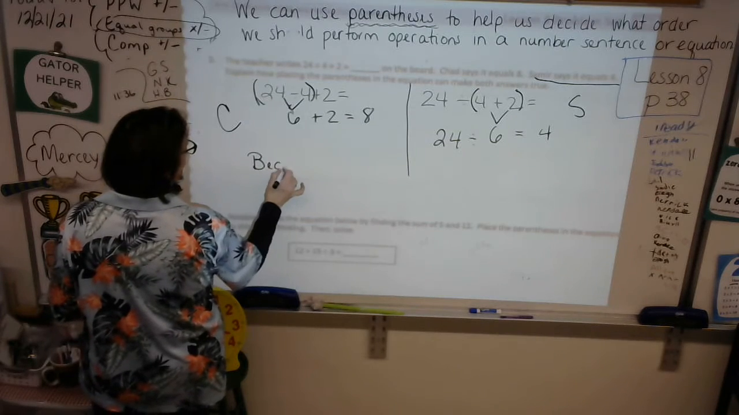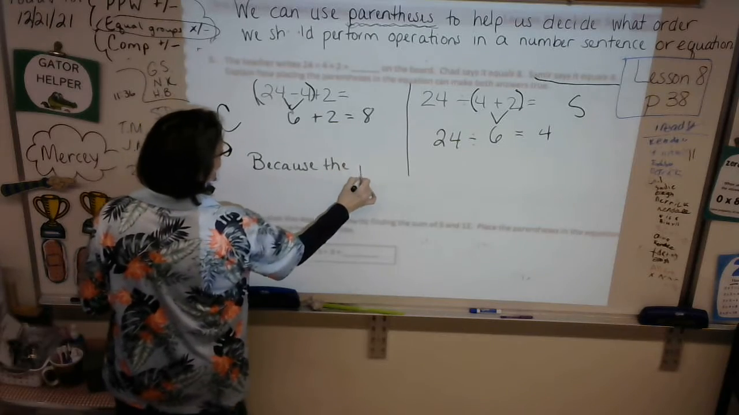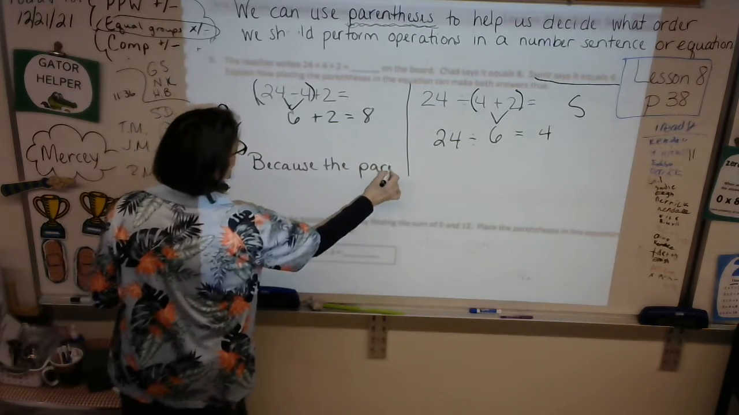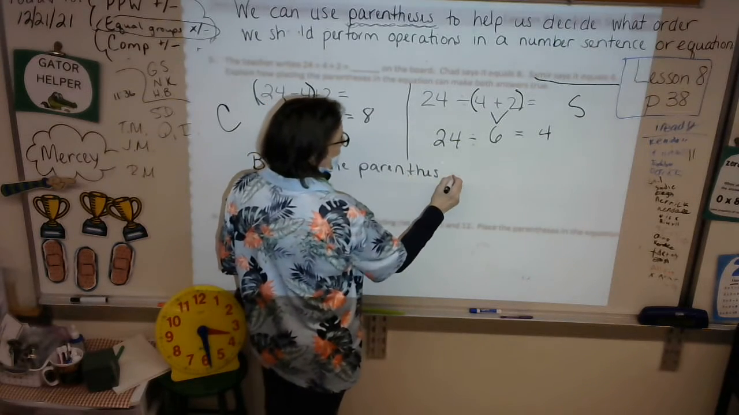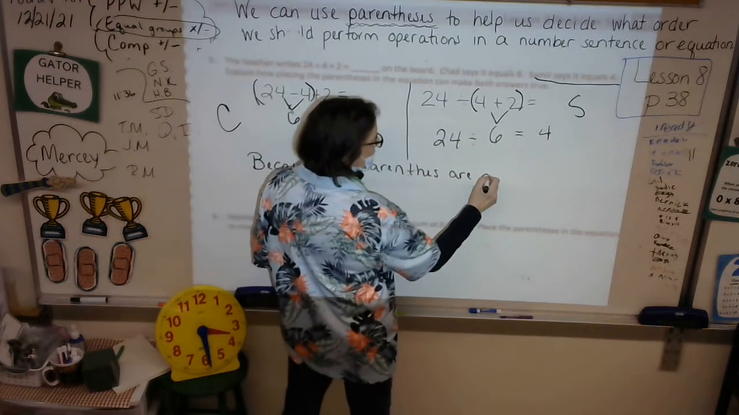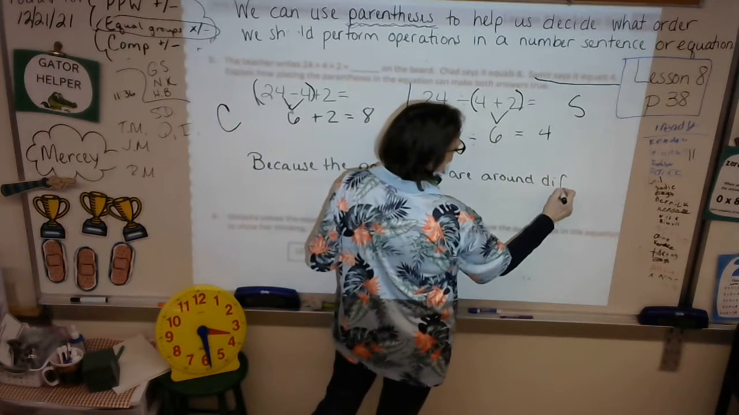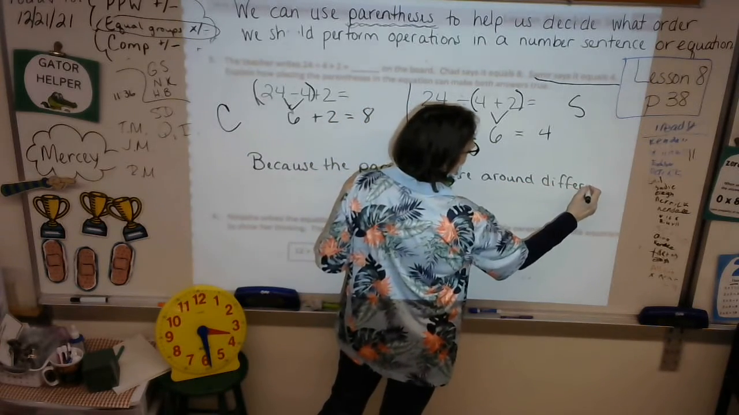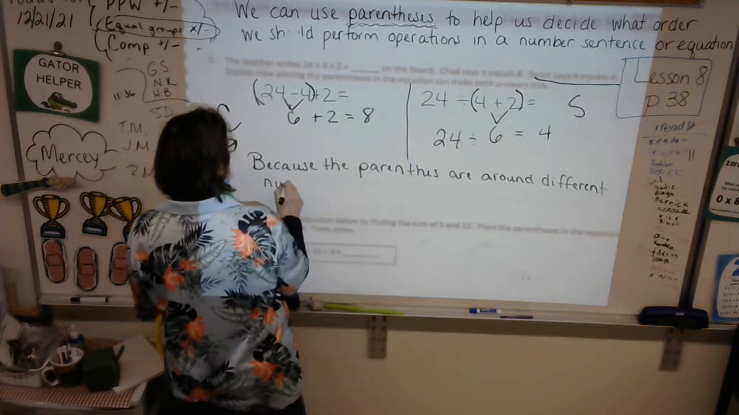Because, so friends at home, I want you to write this, and friends at school, I want you to write it too. Because the parentheses are around different numbers, we get different solutions. So they can both be right.